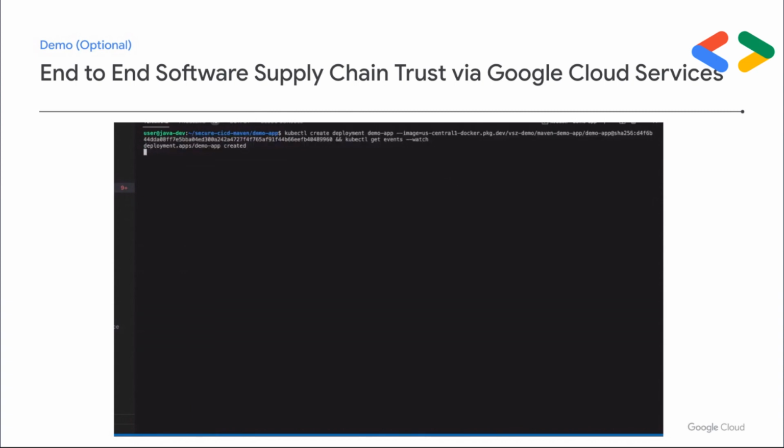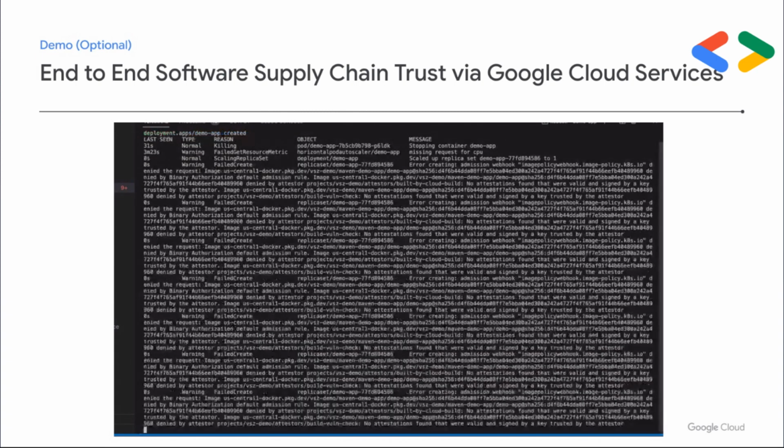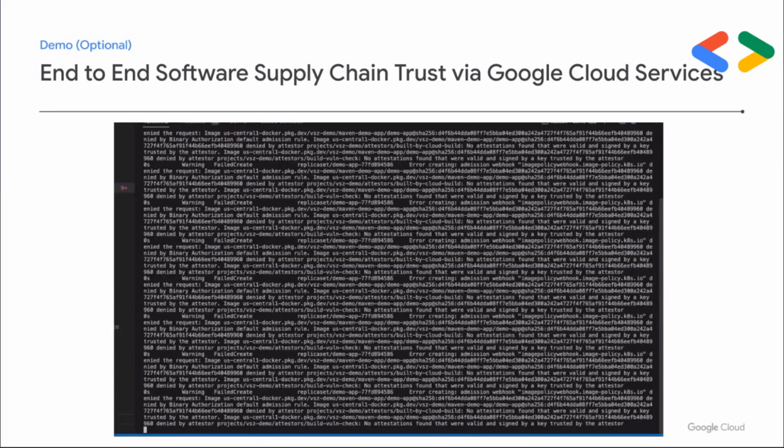Now I'm going to do that, and we're going to try, but you'll see that it actually fails. The reason my deployment fails is because I have an admission control policy set up that blocks any image that has not accumulated proper trust. Now, this is done by a system called Binary Authorization.